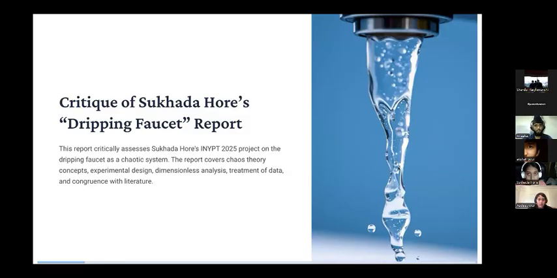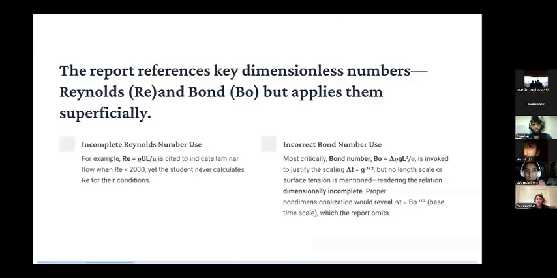Okay. So in this report, I'm going to be assessing Sukhada's project on the dripping faucet as a chaotic system. Briefly, her report covers some chaos theory concepts, experimental design, and the standard research protocol. Starting off with the biggest issue I had: she mentions numbers like Reynolds and Bond in a presentation, but doesn't really apply them to the depth that is needed for a project like hers.